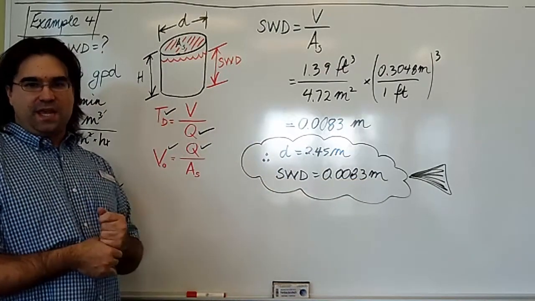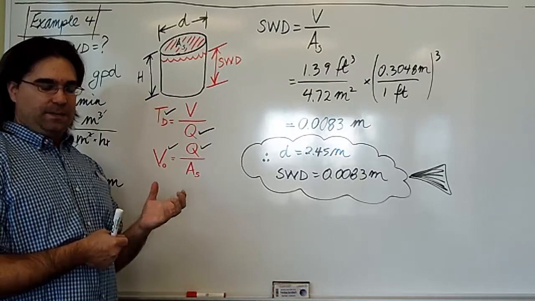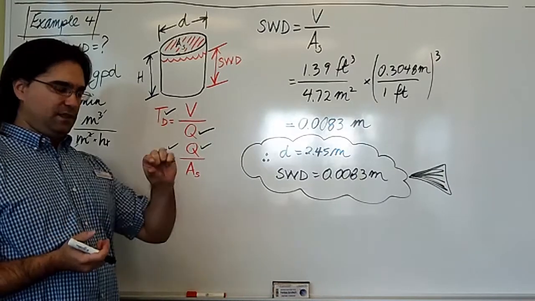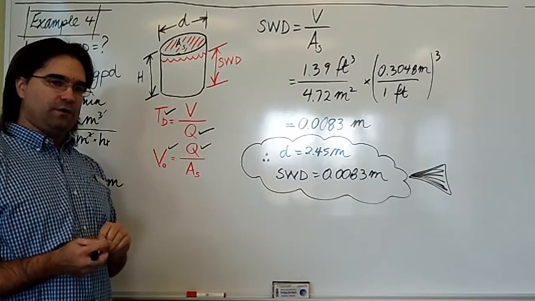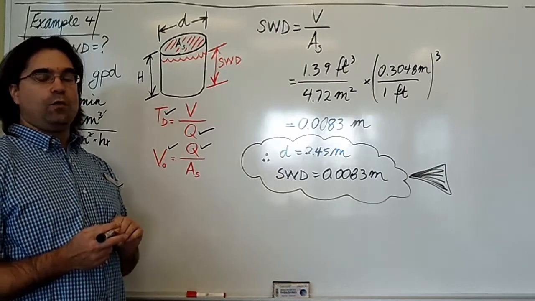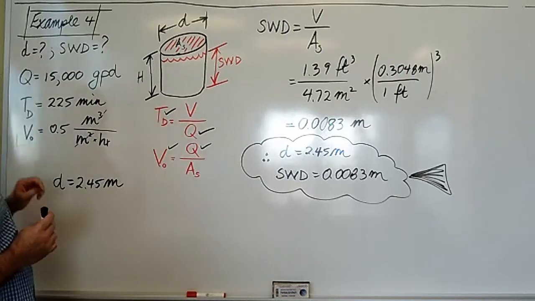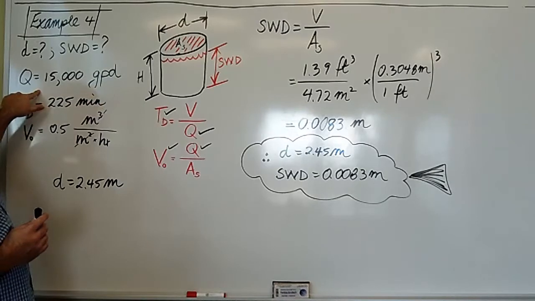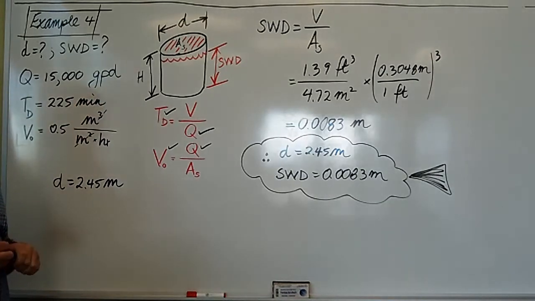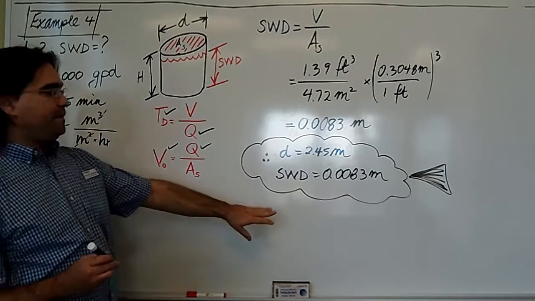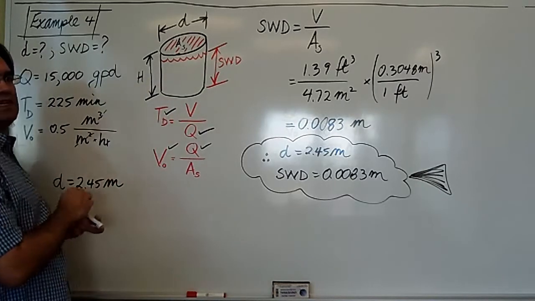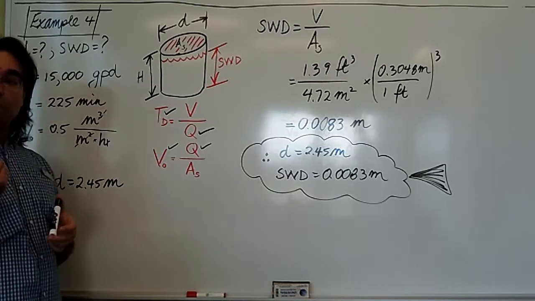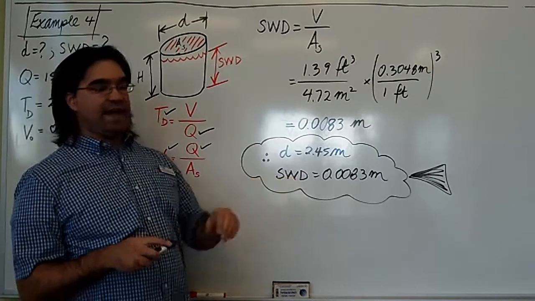Well, the numbers say that it does, but it doesn't make sense in real life. Would you have a settling tank that has only 8 millimeters of water in it? Well, as it turns out, that's only because I've given you such a low flow rate. 15,000 gallons per day is actually very, very little in terms of a water purification plant. Okay? So this is more meant to give you an idea of how to proceed with an example like this. And always question yourself whether or not the numbers at the end make sense.